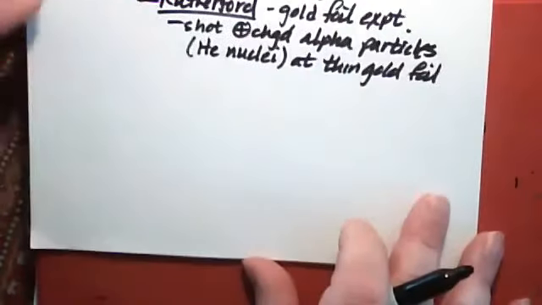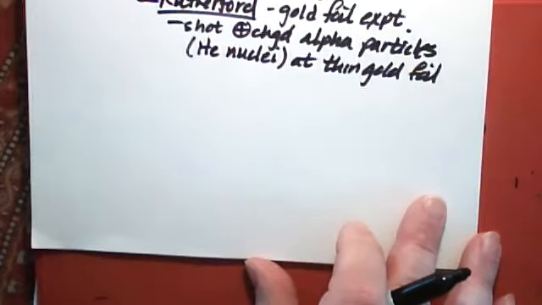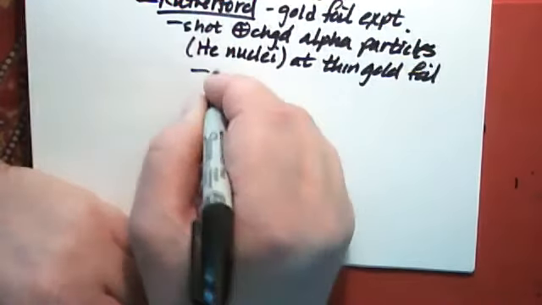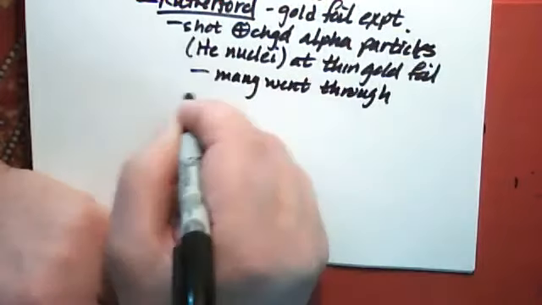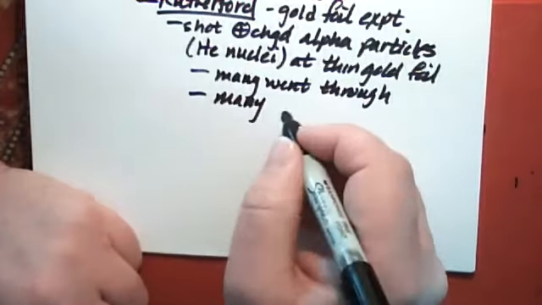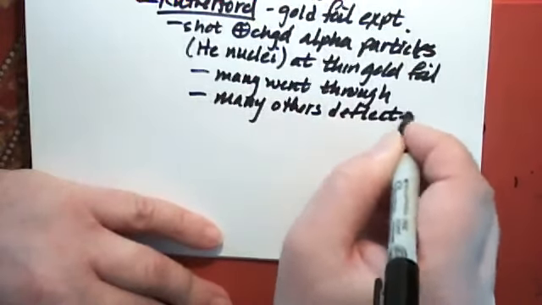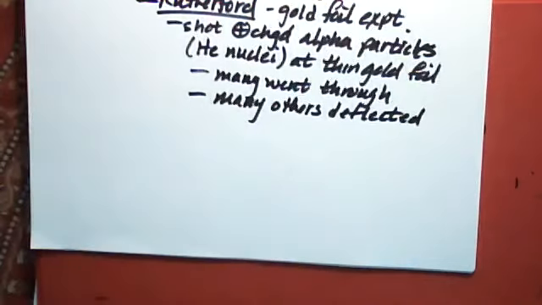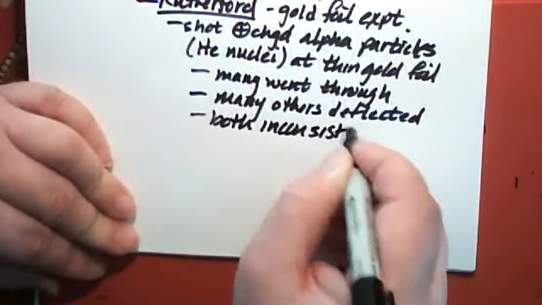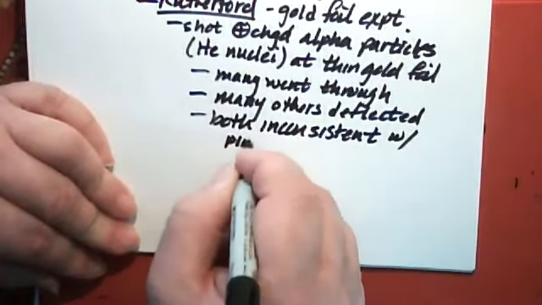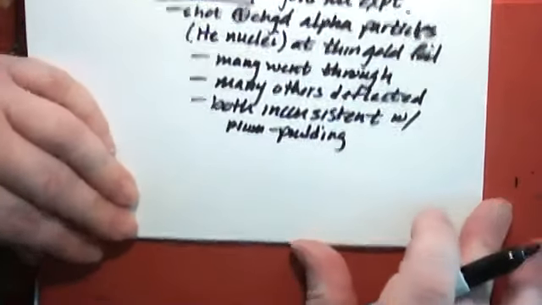What he found was quite different, actually. What he found was that many of the helium nuclei went right through, and many others were deflected. That is, they went through, but they didn't go straight through. And both of these facts were inconsistent with the plum pudding model.